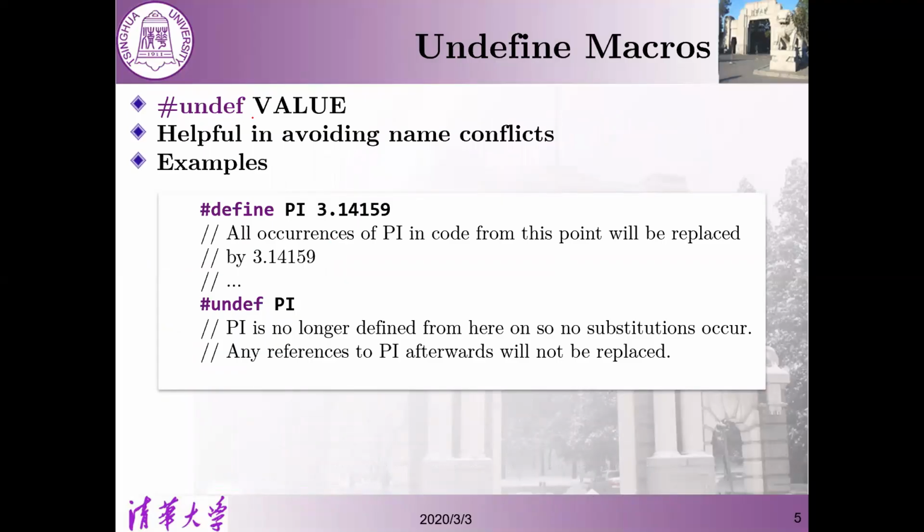We can undef a macro value like this. This is helpful to avoid name conflicts. For example, we can define a pi here, and then we can use pi in this part of the program. And then when we are sure that this value is not used anymore, we can undef this value. So in the following part, we can use pi to denote other variables without name conflicts, okay?